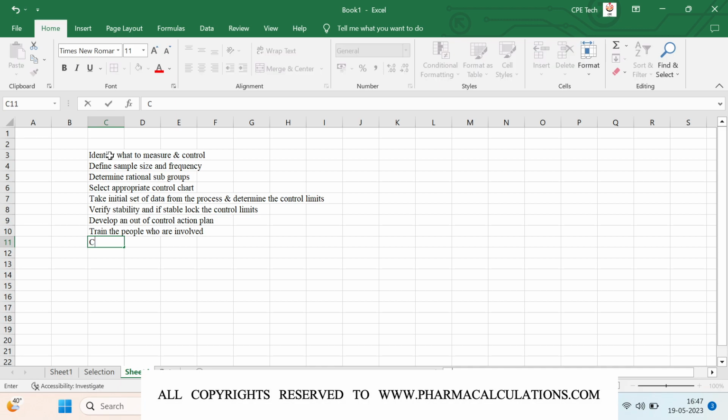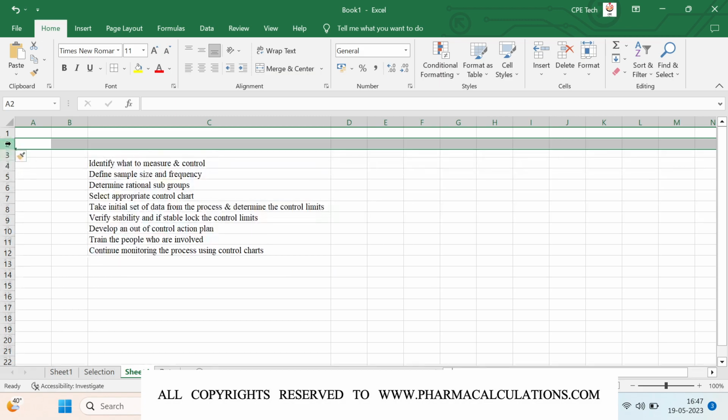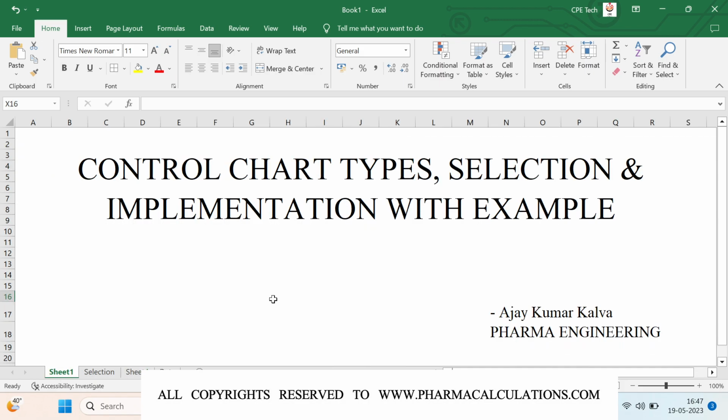And then we need to continue monitoring the process using control charts. So these are the different steps involved in the implementation of control charts. Okay, so this is all about the different types of control charts, selection, and the implementation.